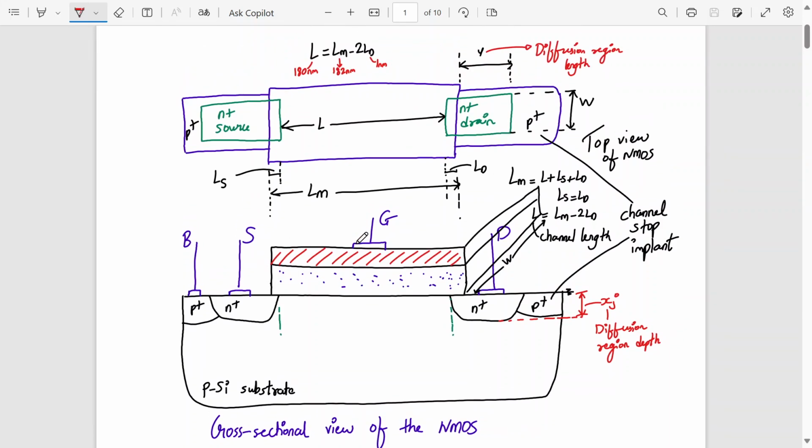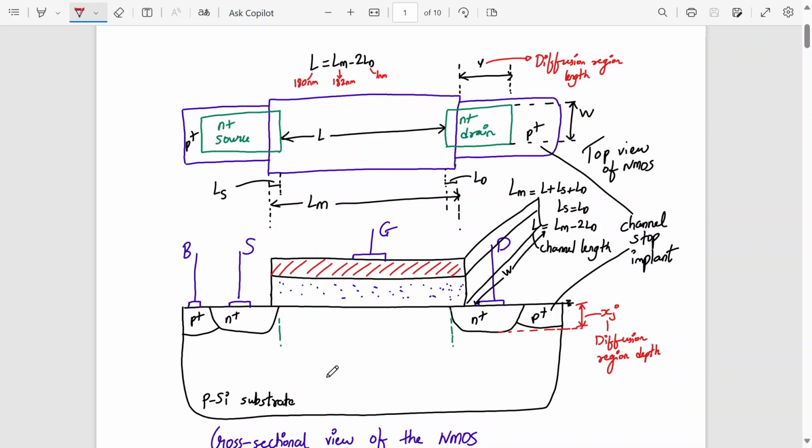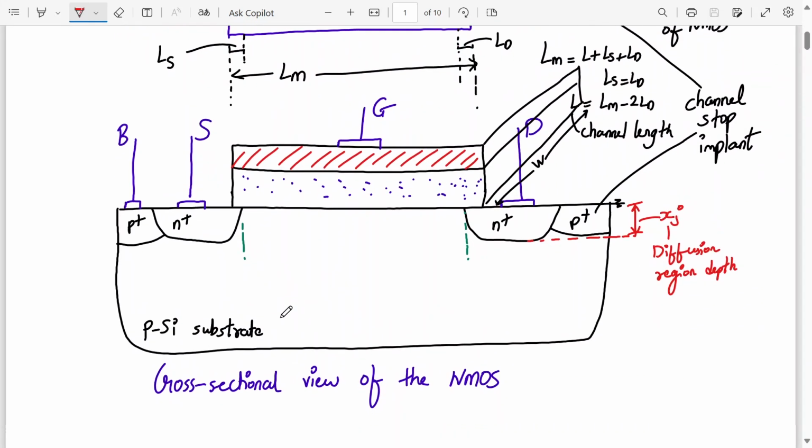Yes, sir. Okay, now the reason for the channel stop implant I have already informed you. Both the source and drain regions are surrounded by a P plus doped region. This is done to prevent the formation of any parasitic or unwanted channel between two neighboring MOSFETs, or basically to electrically isolate the neighboring devices built on the same substrate, because normally we take this P silicon substrate only.